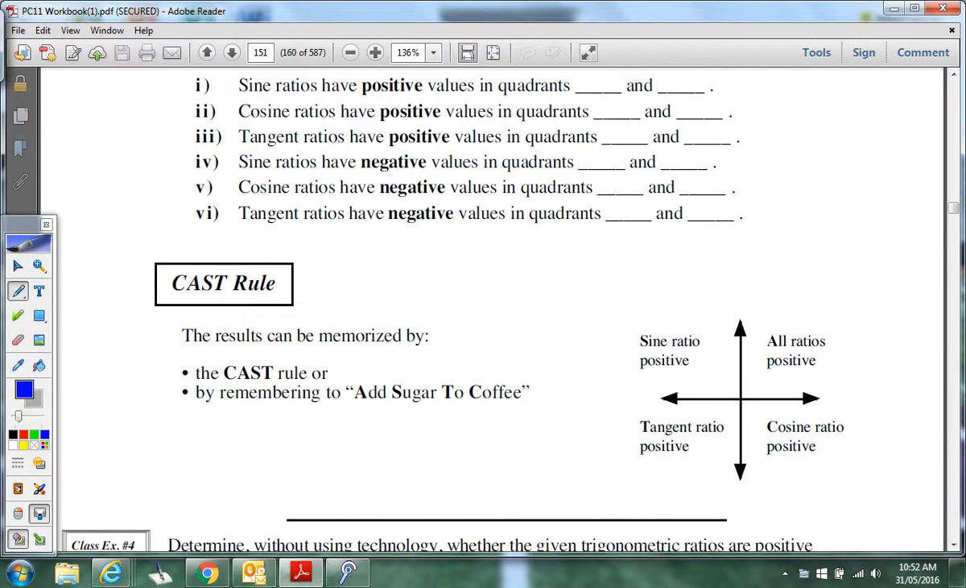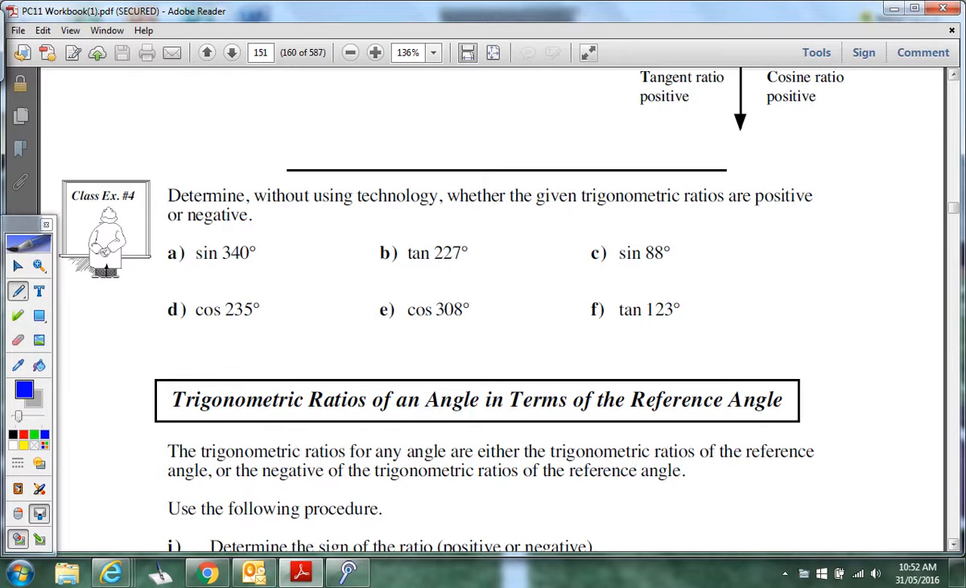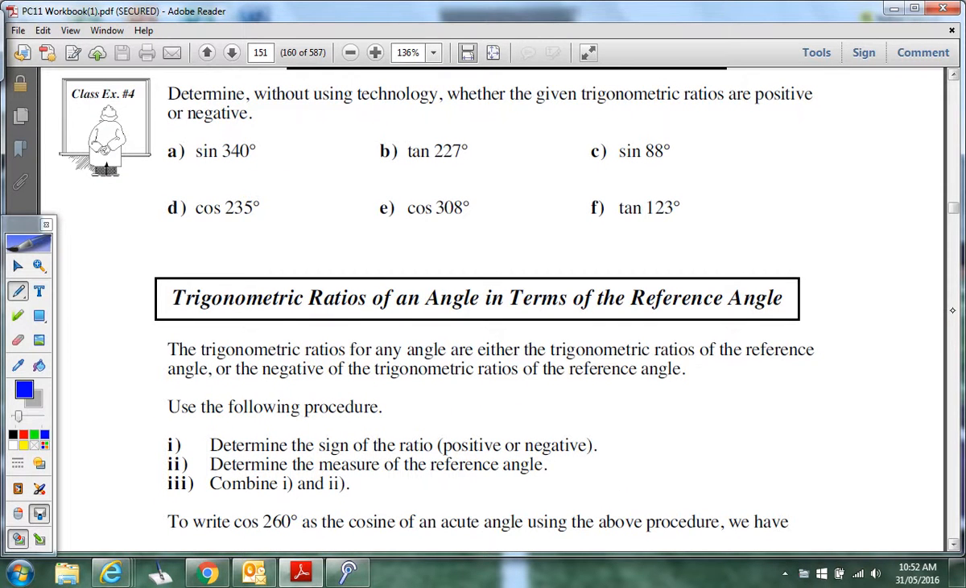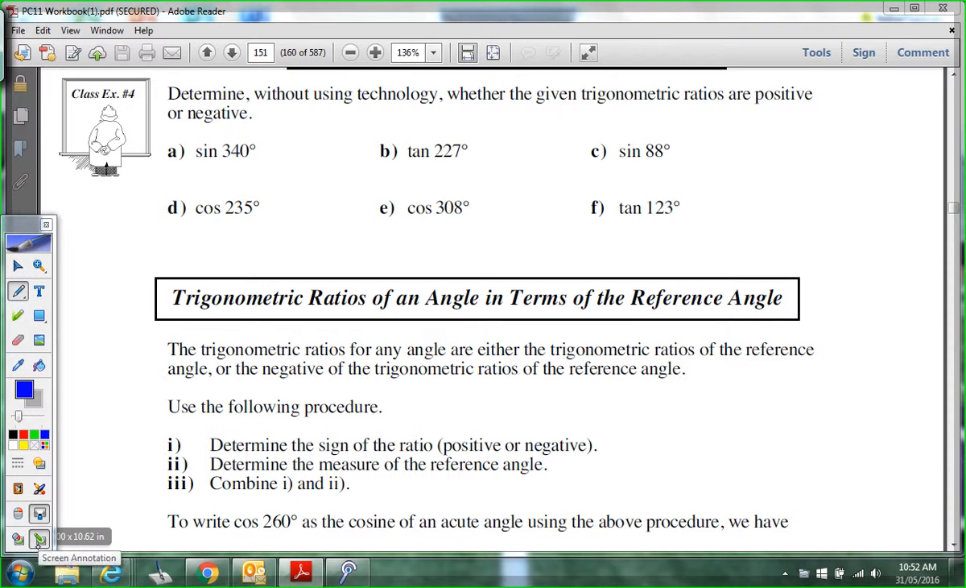Okay. Good deal. So that's what we're going to do right here. I just told you we're going to do these kind of out loud. So let's just go around here. Let's go, sine of 340. What do you think, bud? Is that going to be a positive or negative?